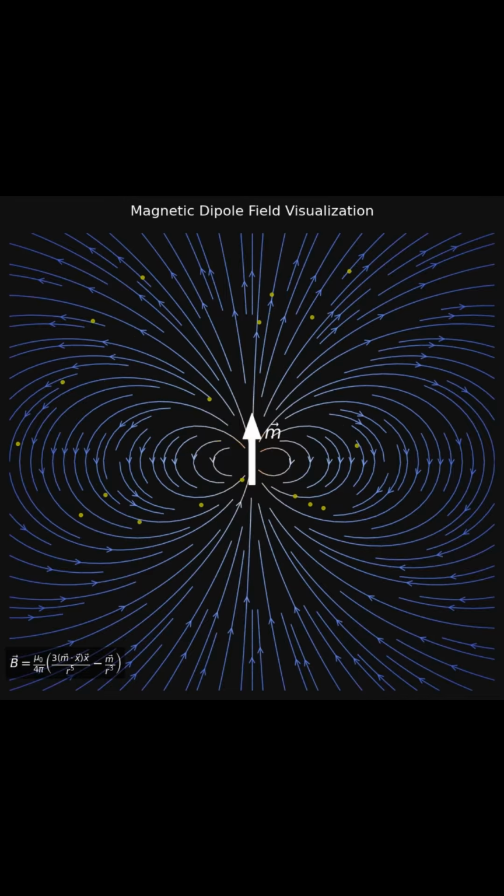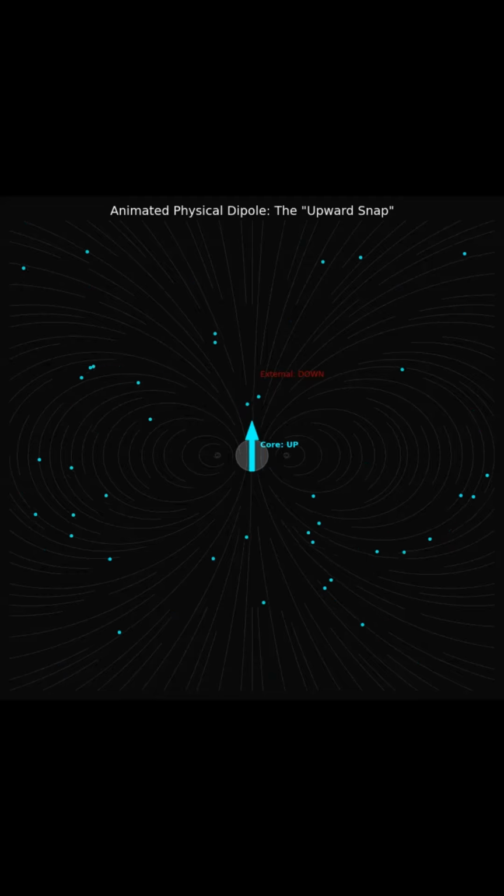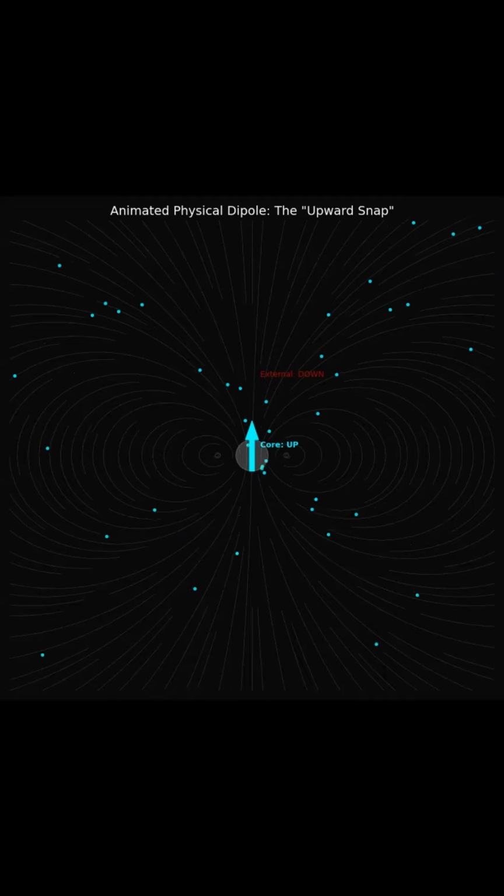A fascinating puzzle arises when we try to look at the very center of the magnet. In a purely theoretical model, the field appears to become infinite at that single point, which creates a mathematical singularity. To resolve this and remain physically accurate, we must treat the magnet not as a single point, but as a tiny loop of electric current.